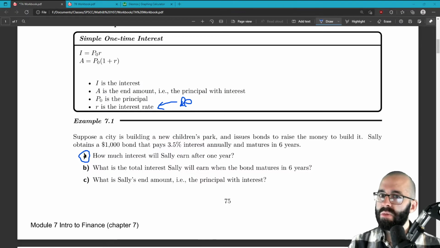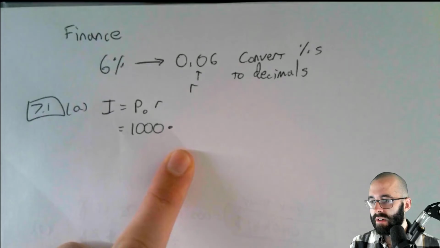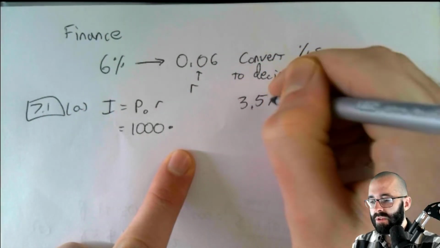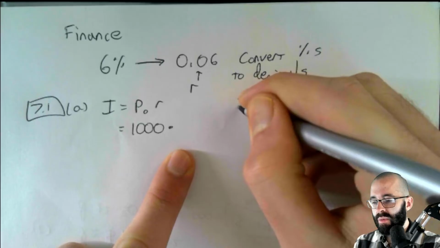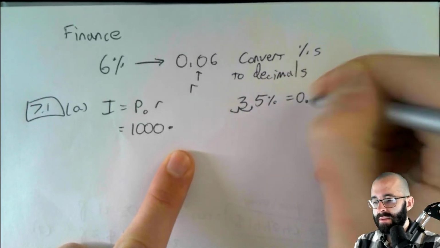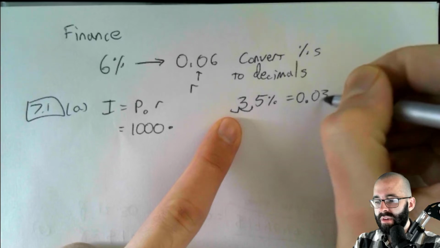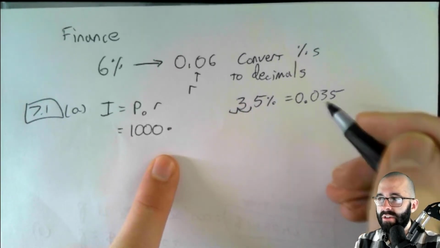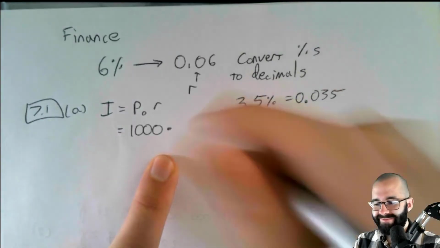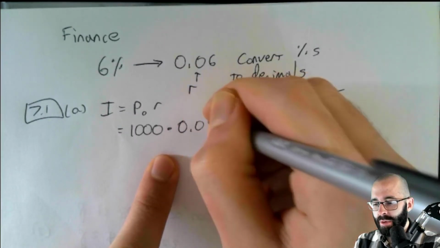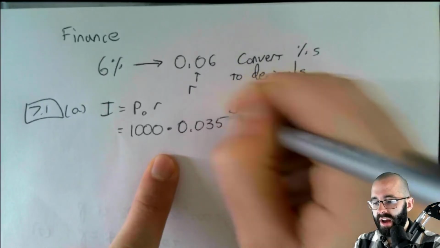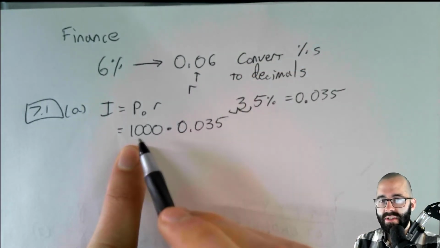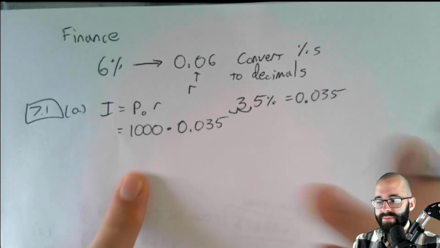Now it said 3.5%, but remember, we want R to be a decimal. So when we write down R, 3.5%, convert that to a decimal. Remember, you just move the decimal point 2 places to the left. The decimal point is now here, and there's a 0 right before the 3.5. This is our R value: 0.035.